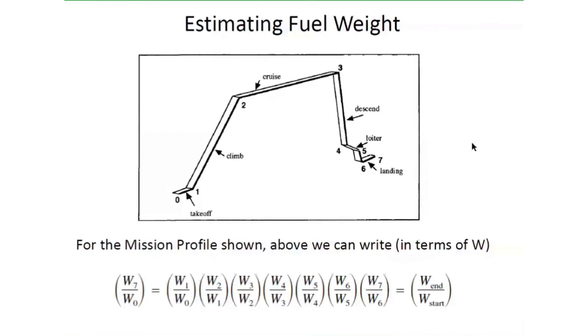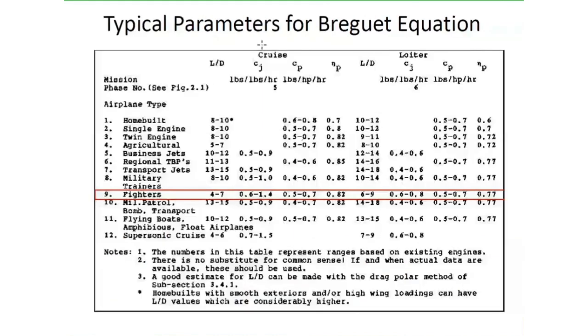So typical parameters, as I said, the Breguet equation has these parameters in terms of L by D and other issues for fuel consumption. So again, there is a collection of data. I think this is from Roskam's book, and I just highlighted fighter planes. Their L by D is changing from 4 to 7, and remember most of the L by Ds are roughly 10 plus in a big aircraft, but less than that for fighter planes.